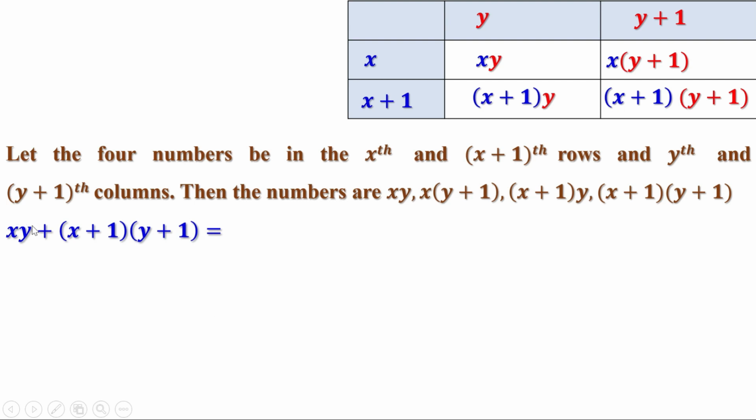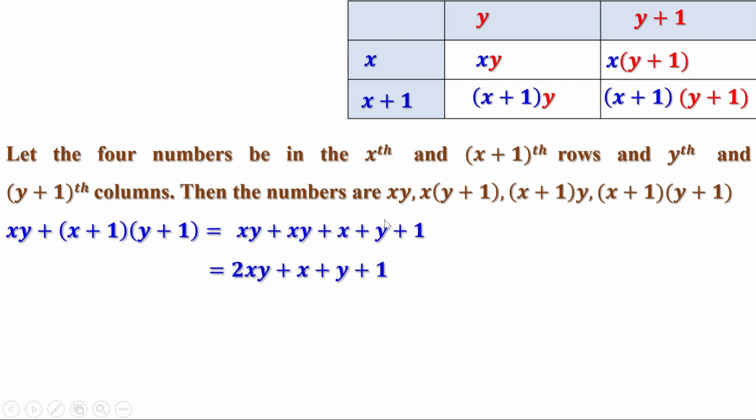We can write xy as it is, but we have to multiply (x plus 1) into (y plus 1). x into y is xy, x into 1 is x, 1 into y is y, 1 into 1 is 1. So this can be written as xy plus xy plus x plus y plus 1. xy plus xy is 2 times xy. So this can be written as 2xy plus x plus y plus 1.